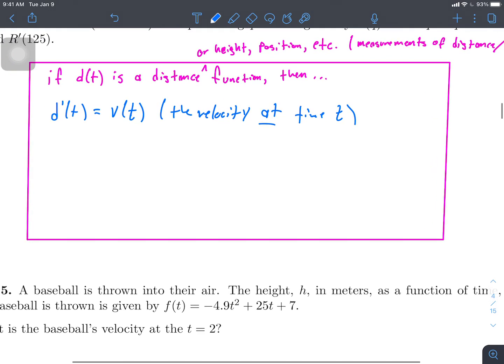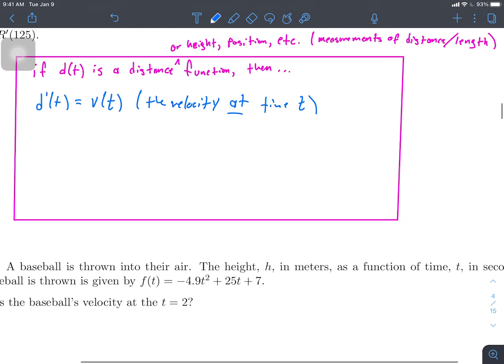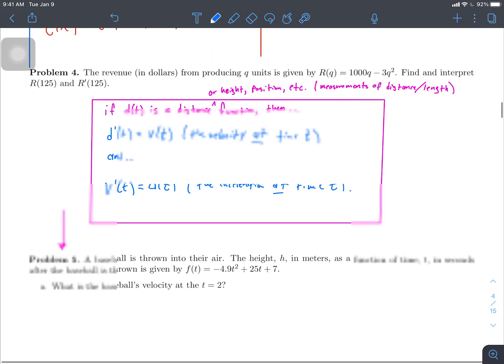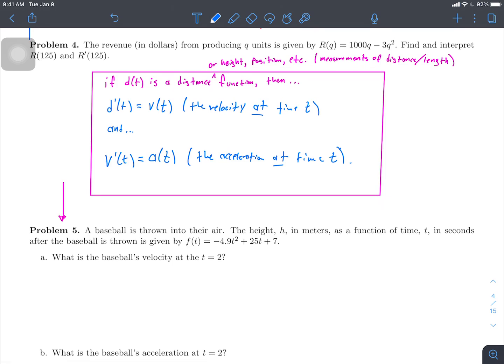And furthermore, if I take the rate of change of my velocity, then I get the rate at which my velocity is increasing or decreasing. Does anybody know the special word we have for that? Very good. Acceleration. V prime of t is a of t, which is the acceleration at time t. Okay? So this is what we want to keep in mind anytime we're talking about a function which is measuring a distance, or a height or a position or anything like that.